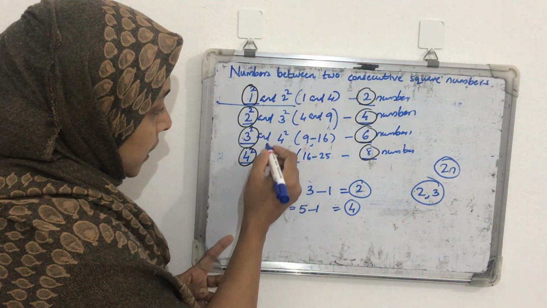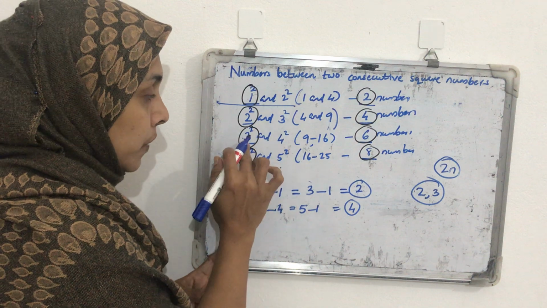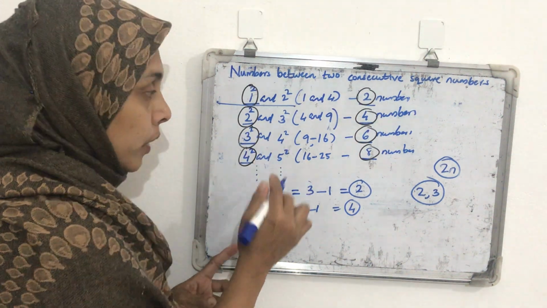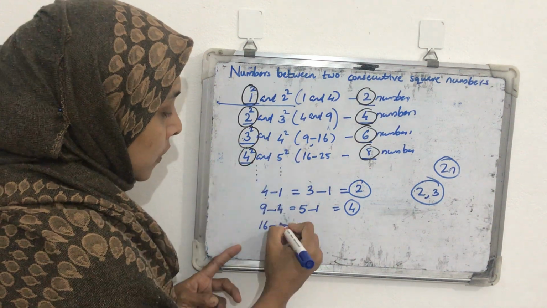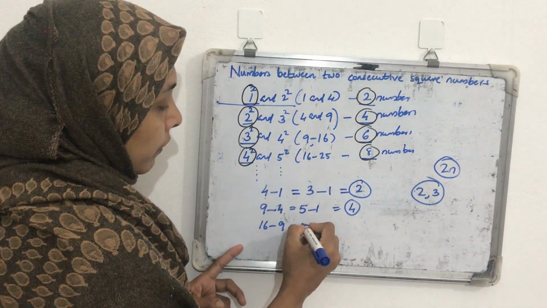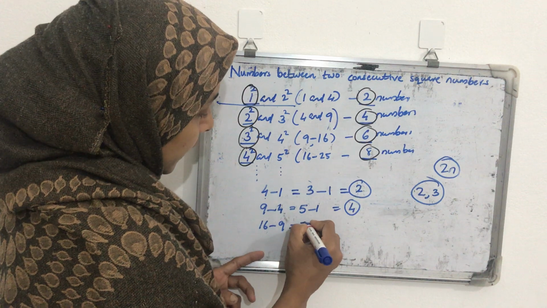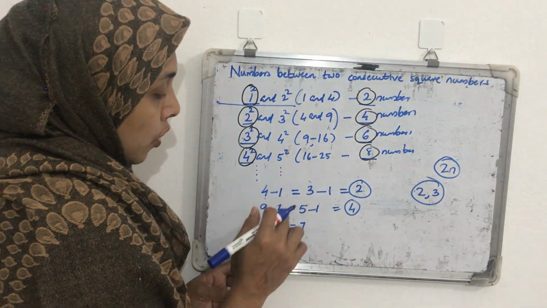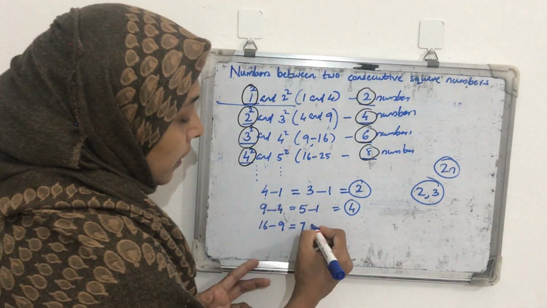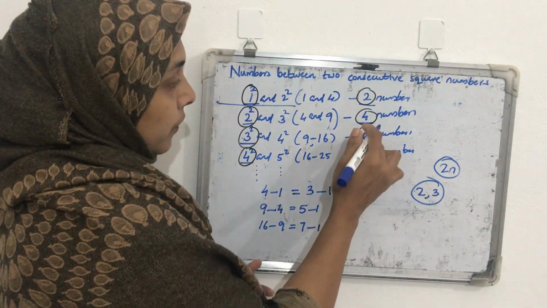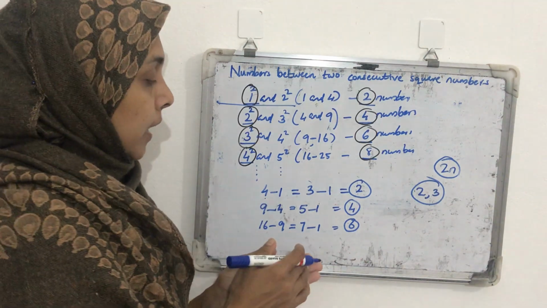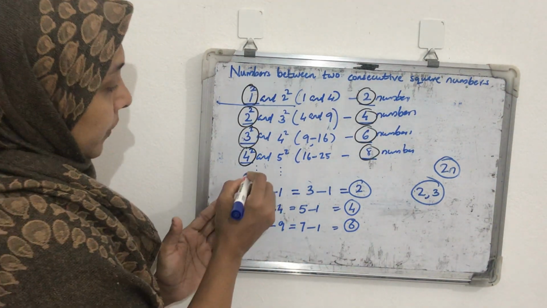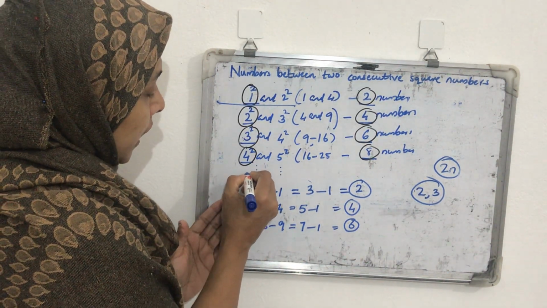Just like that for the next also, between 3 square and 4 square, we are subtracting. 4 square is 16 and 3 square is 9. So we will get 7. From this 7, when we subtract 1, we will get that number. How many numbers? 6.